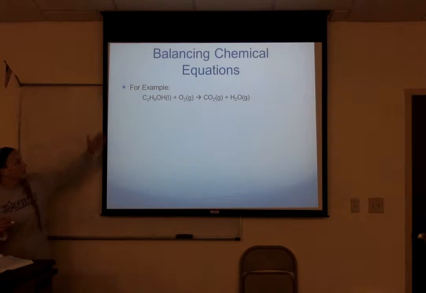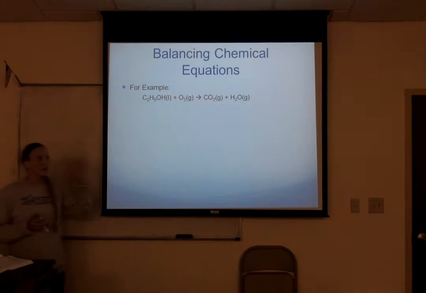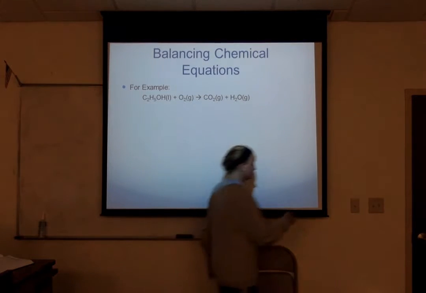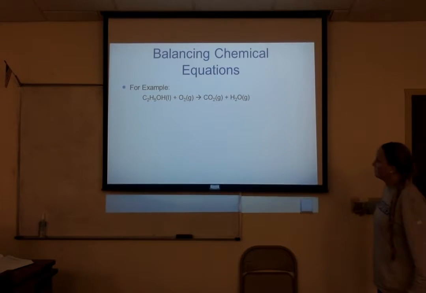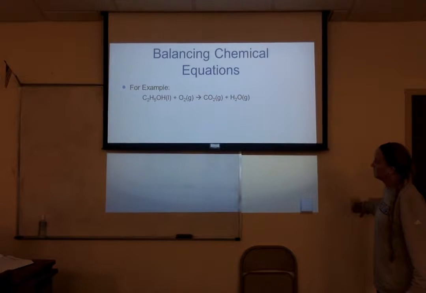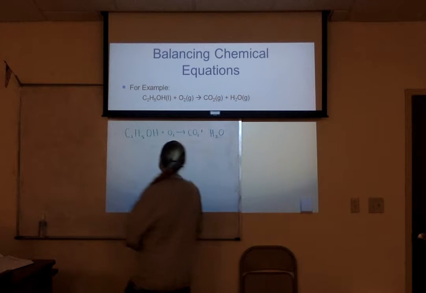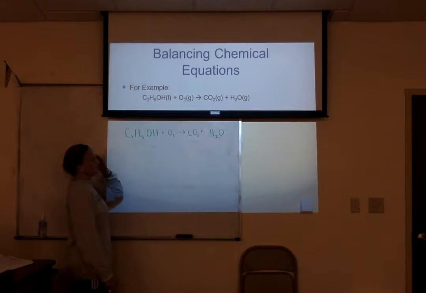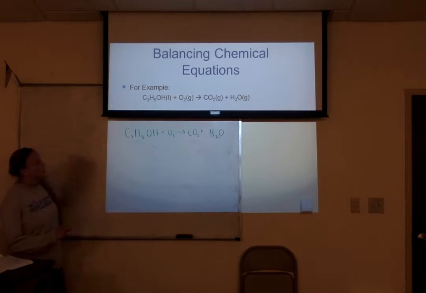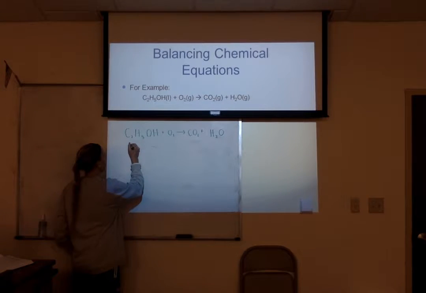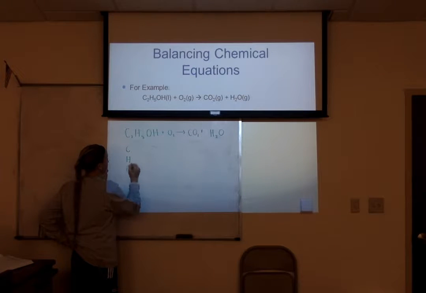Consider this reaction of ethanol with oxygen. It is considered an unbalanced equation, and I'm going to show you how to balance it. Here I've rewritten the chemical equation, and you can see that it's unbalanced. Now I'm going to write each element that is a part of the reactants and the products.